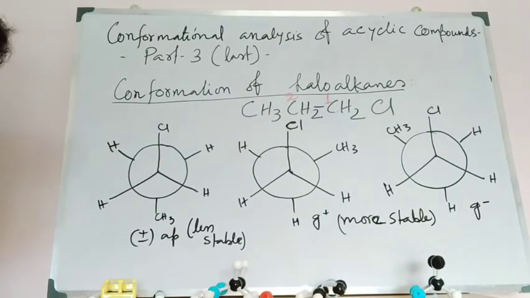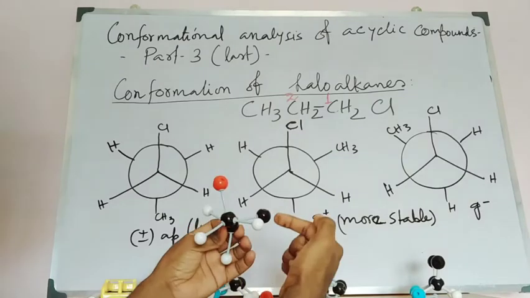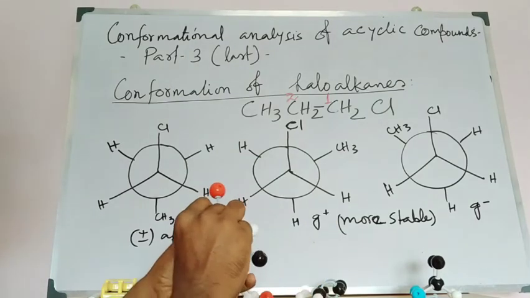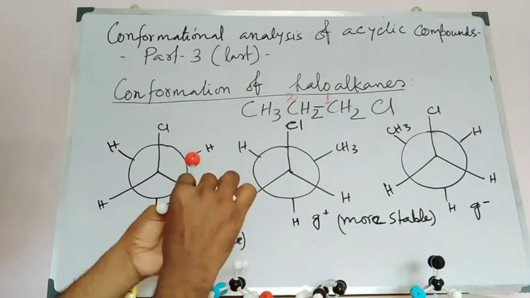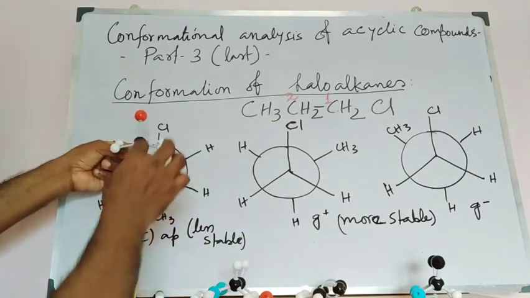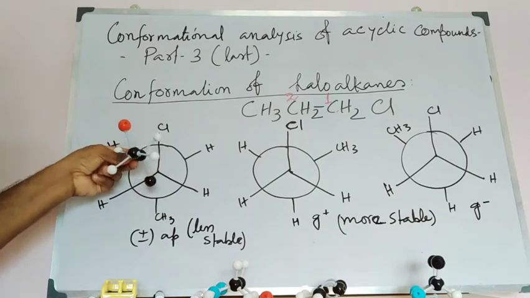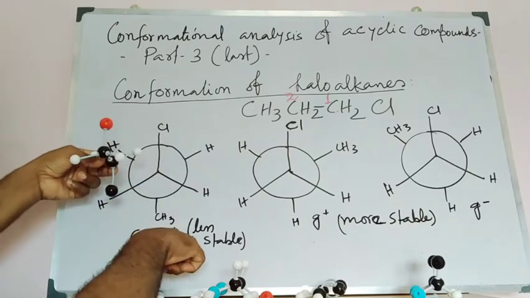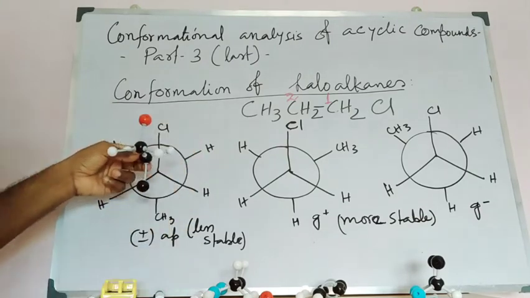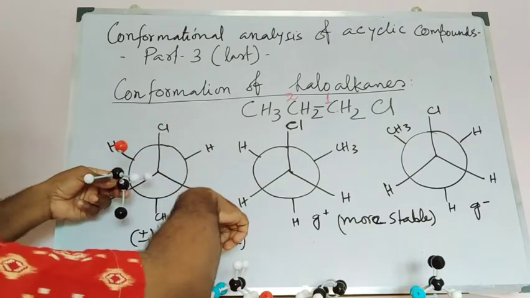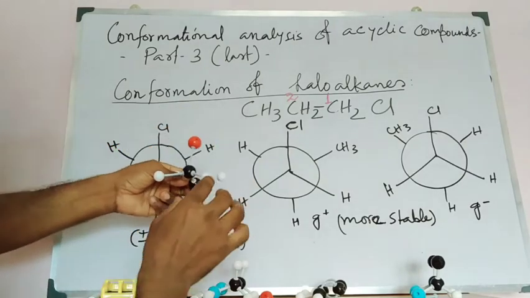Look at this. This is 1, 2, 3, so take this as a methyl group. If we consider the rotation of this bond, clearly this one is the most stable conformation: chlorine, methyl, and the rest hydrogen. This one is plus minus anti-periplanar, or we will call this anti. And this one is less stable. I will discuss why it is less stable.